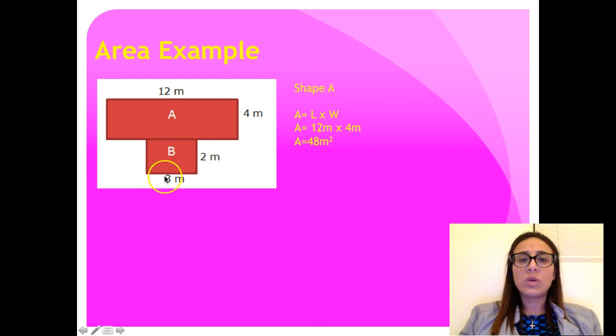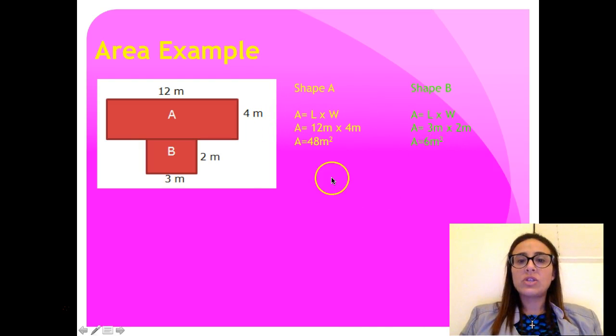Now we need to look at shape B. You can see there is a length of 3 and a width of 2. Shape B, area equals length times width. Area equals 3 metres times 2 metres. 3 times 2 is 6 metres squared.